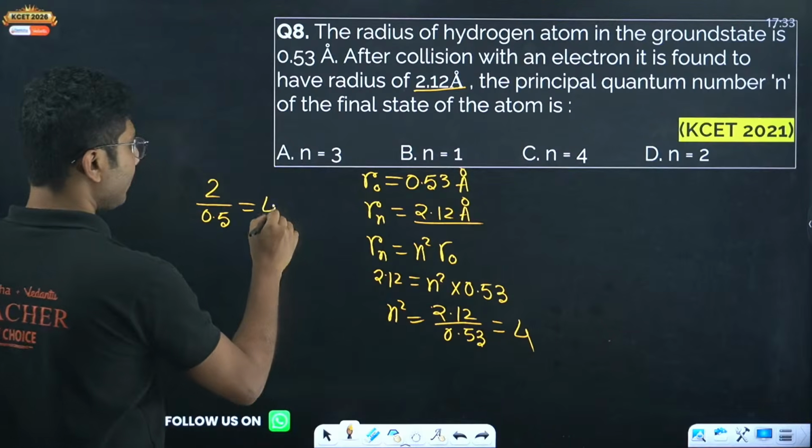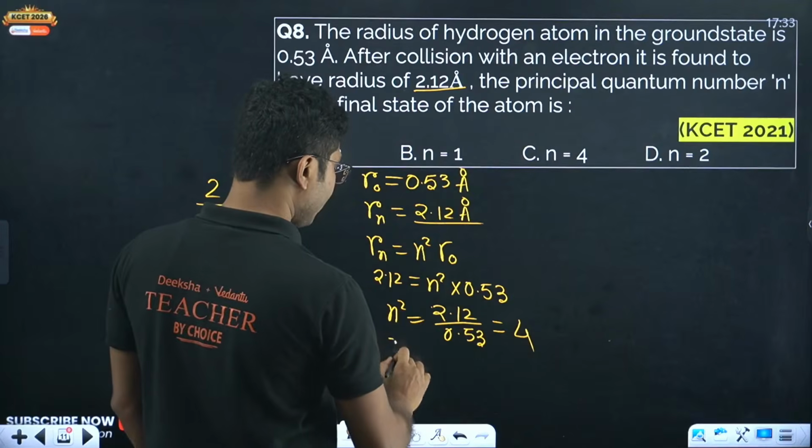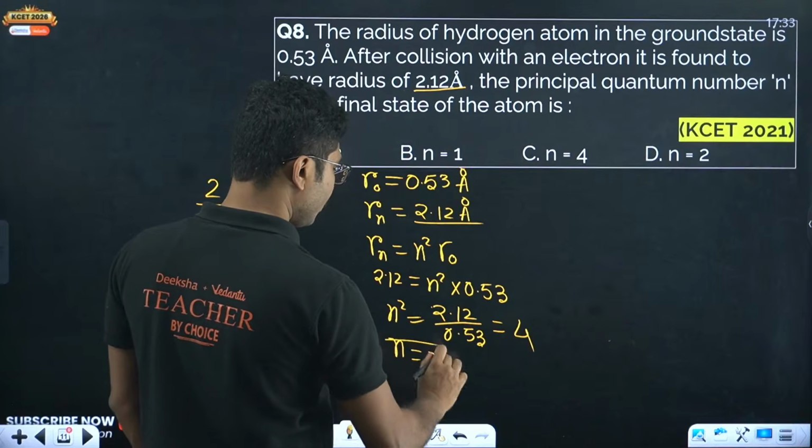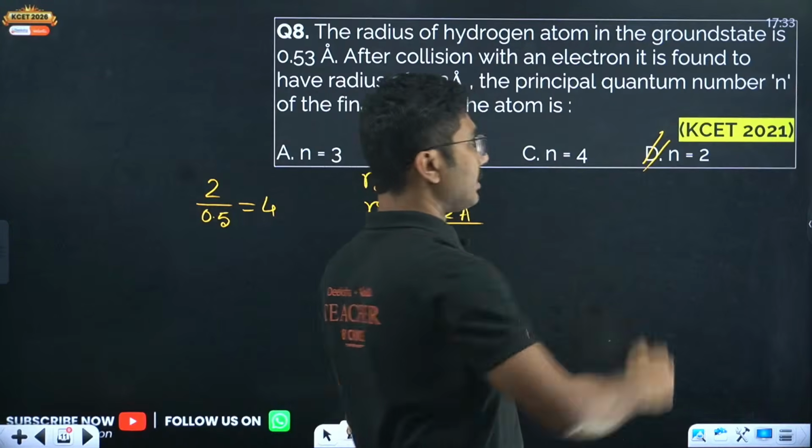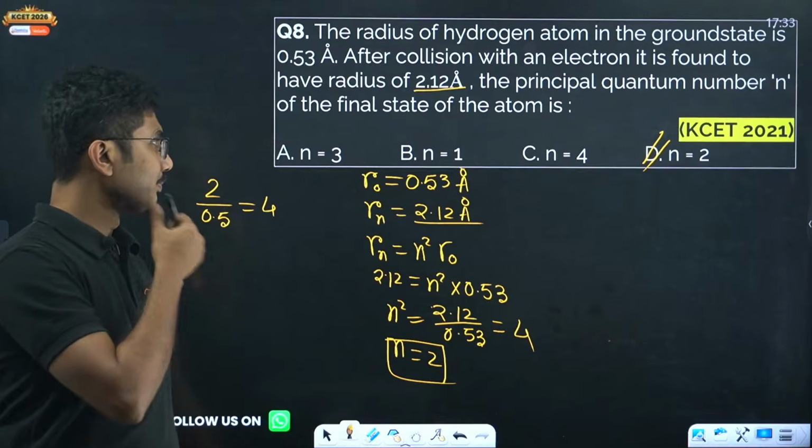Okay, it is 4. So 4 is the closest value. So n will be 2. So the Bohr orbit, this is for n equals 2.